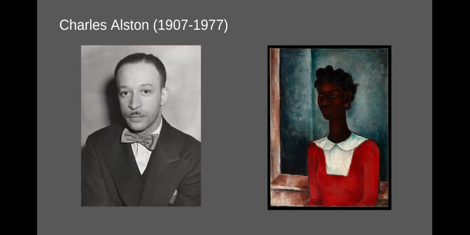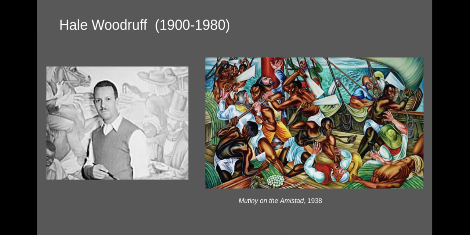So just to go through some of these really quickly, we have Charles Alston. He was the first African American supervisor for the Works Progress Administration's Federal Art Project. In addition to being a supervisor, he was a painter, sculptor, illustrator, muralist, and art educator. This is Hale Woodruff, another muralist, painter, artist.